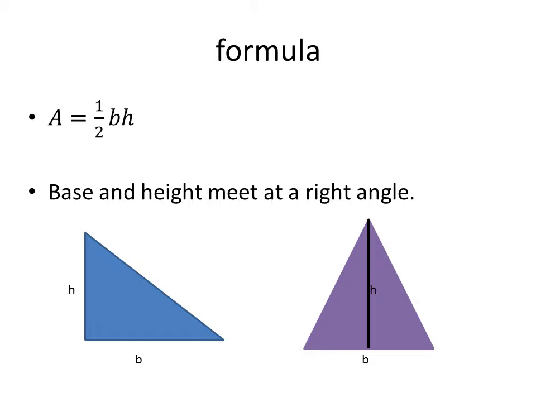On the purple triangle, the base is the bottom. It's not always the bottom, but in this case it is. And the height is the black line. So it goes perpendicular from the base up to the point. The two slanted sides are not a part of the formula for the area.